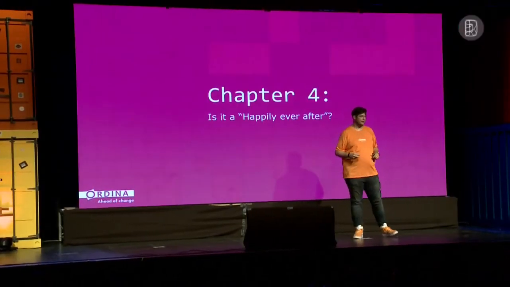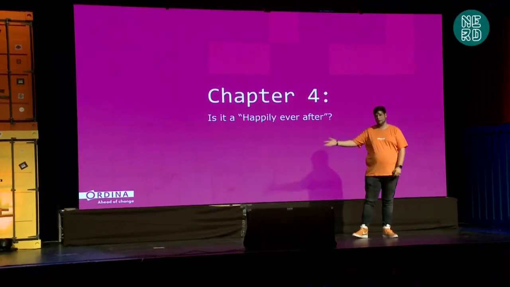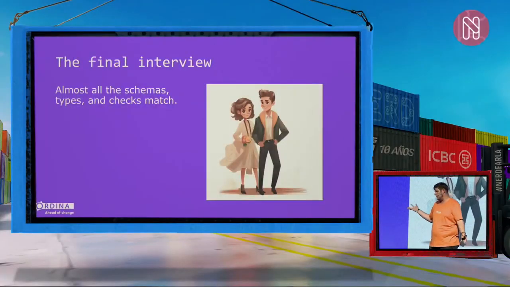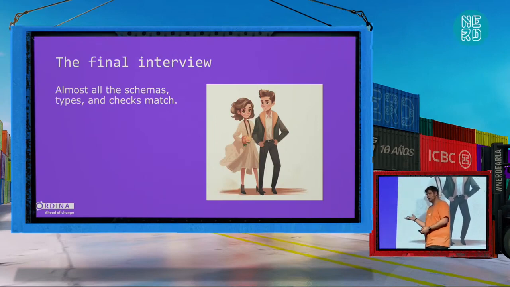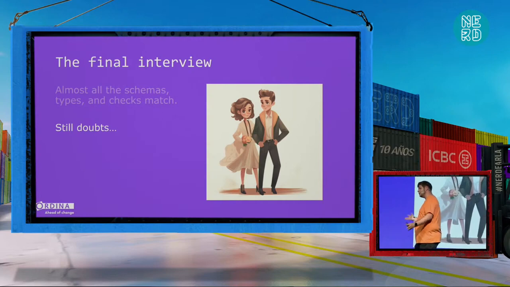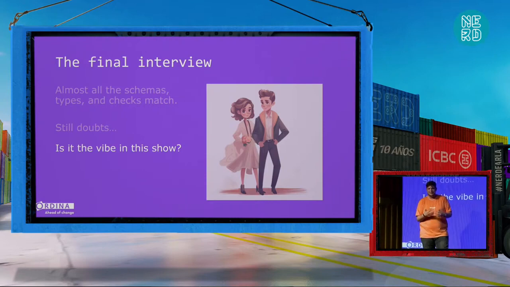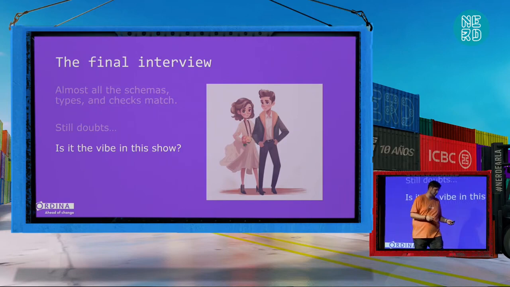That works all fine. So they had the interviews with Fiona, they had the interviews with Benny, and now they want to bring them back on stage in the shoot of the episode, where they want to have them combined and chat, was this a good match? With that, they are being interviewed, and it looked okay, like almost all the schemas and types and checks all match between Benny and Fiona. But still some doubting, like with all the cameras that are there, is it the vibe of the show? Like what's there that it did not actually click, that it did not actually match?